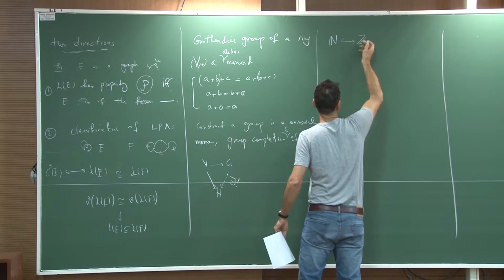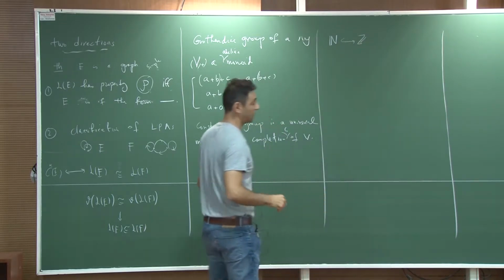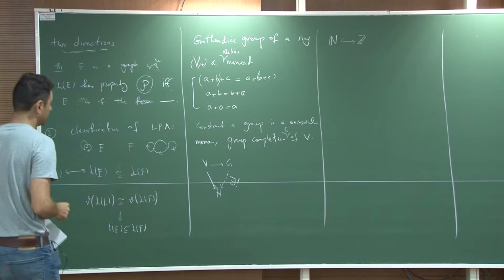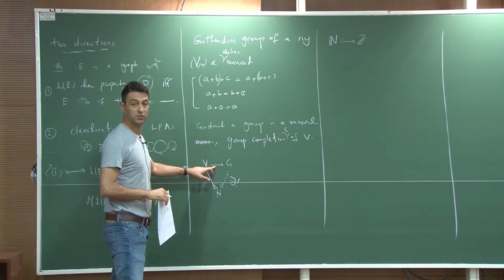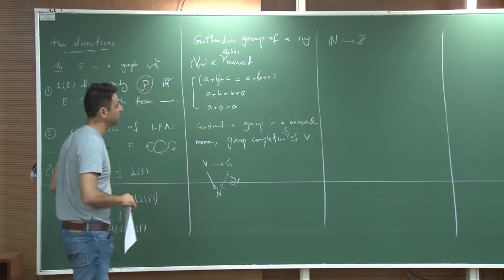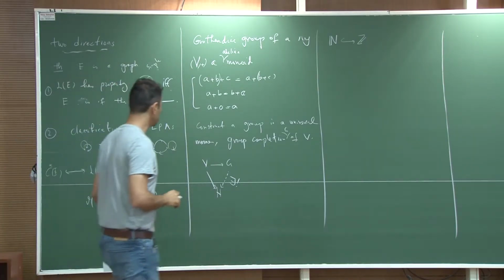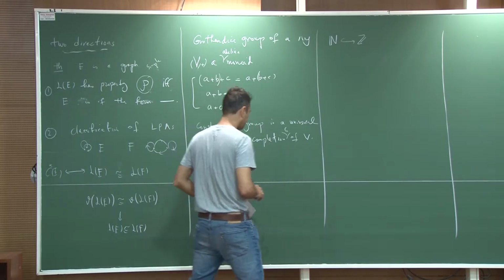And here in this case, N sits in Z, but oftentimes it doesn't. So oftentimes this is not injective. In fact, you have a criteria for when this would be an injective map. So I'll mention that. Okay, so how would you construct this G?